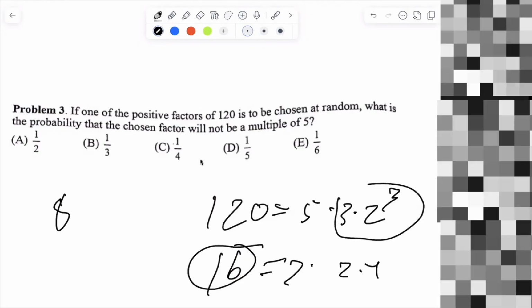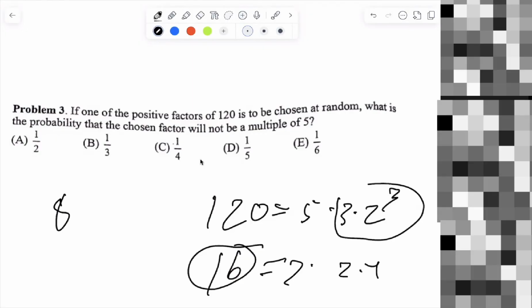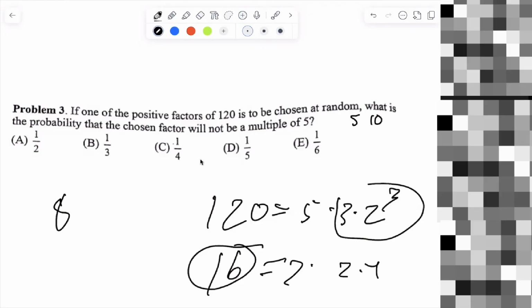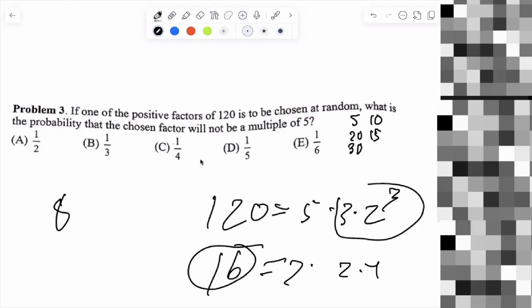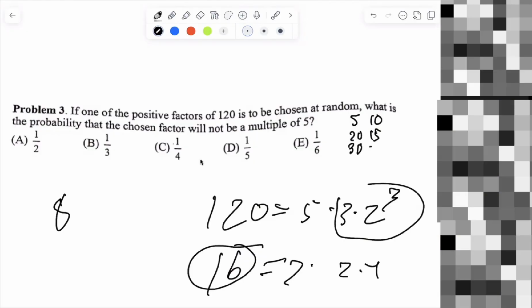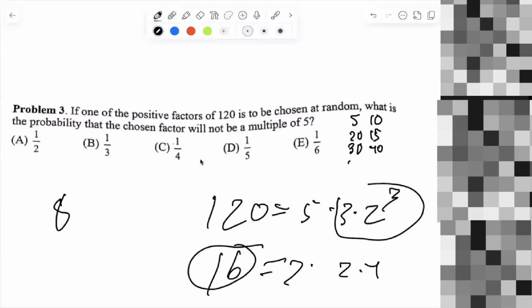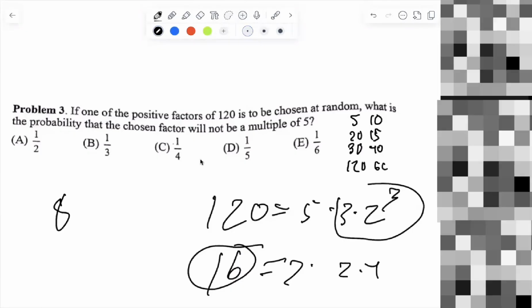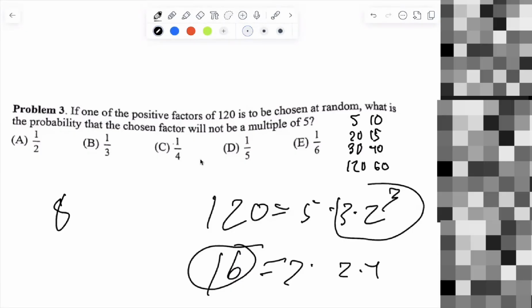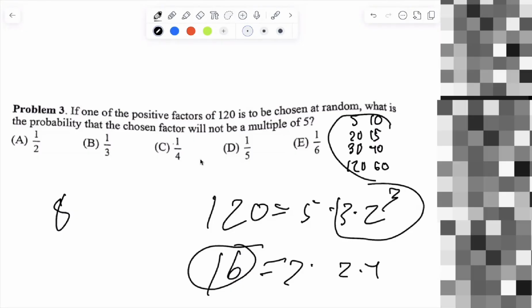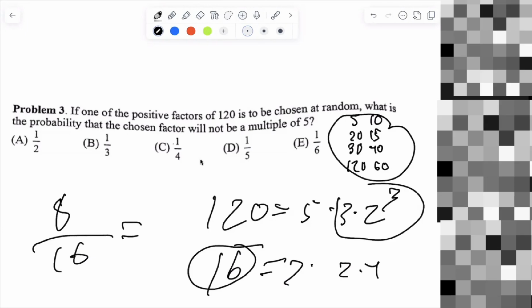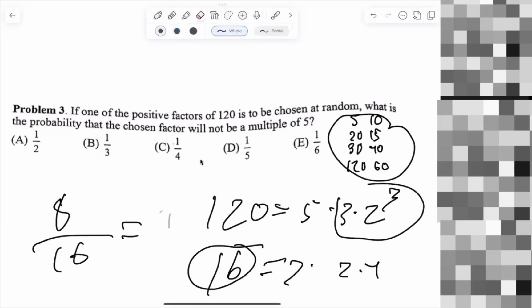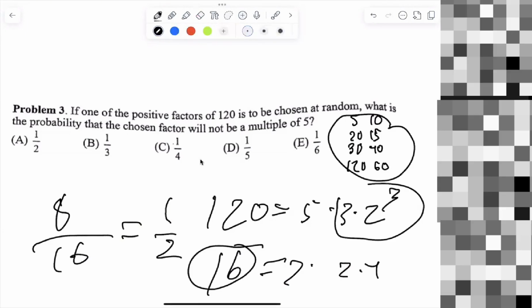Because you can count it this way. 5 is a factor, 10 is a factor, 20 is a factor, 15 is a factor, 30 is a factor, 40 is a factor, 120 is a factor, and 60 is a factor. These are all the factors that are multiples of 5. From here, you get 8. And then 8 divided by 16 is just 1/2. So the answer to this question is just 1/2, or A.